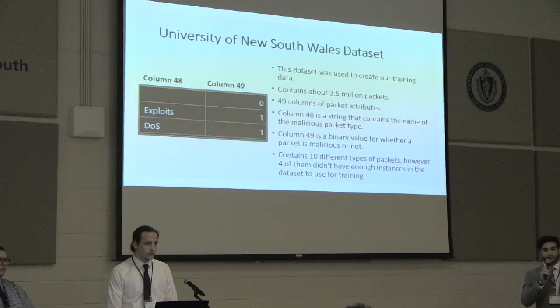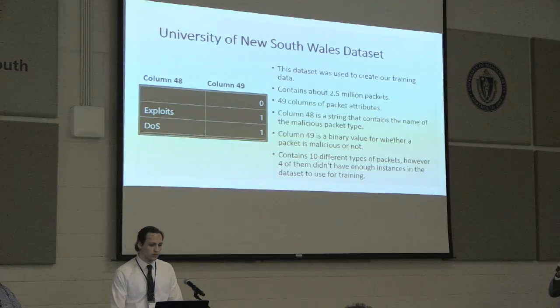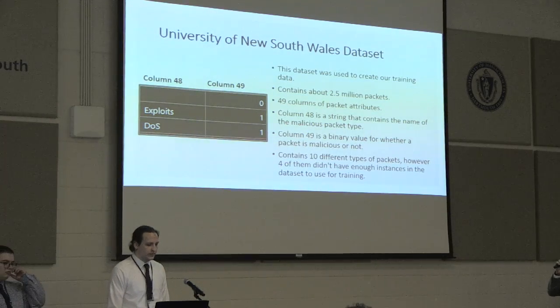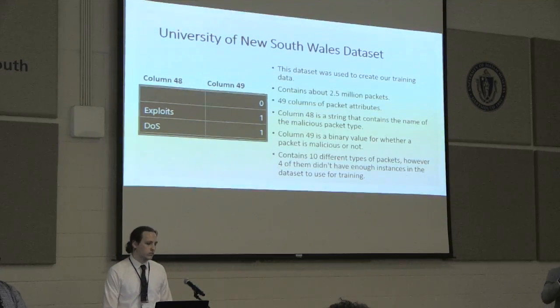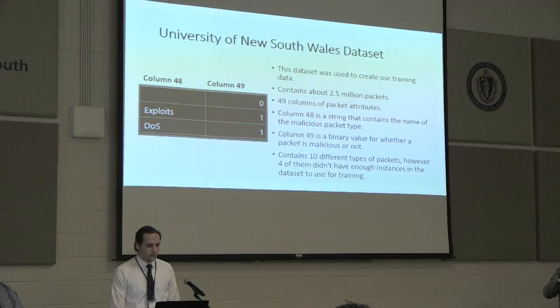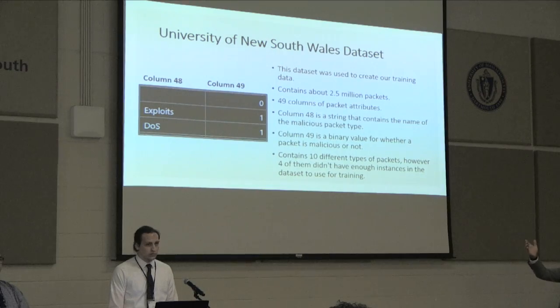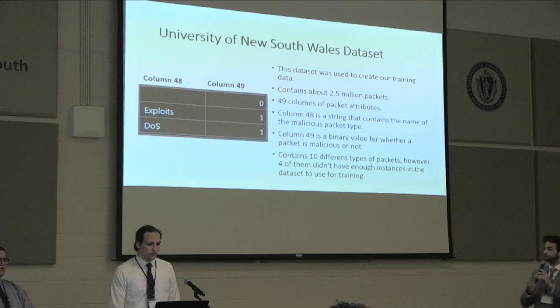Column 48 is actually a string that contains the name of the malicious packet type, and column 49 is a binary value, 1 or 0, basically saying whether or not the packet itself is malicious. We can see this representation over on the left-hand side. On the top left, we have a blank cell, which represents a clean packet, and the bottom two cells, exploits and DOS, are basically the strings representing what the actual types of malicious packets are. Over on column 49, we have a binary value, as I said previously. On the top right, we have a 0 indicating that that packet is clean, and over on the bottom, we have 2 ones indicating that those 2 packets are malicious.